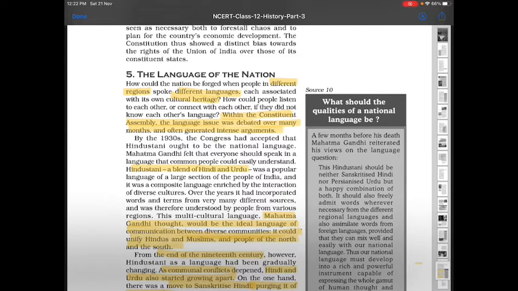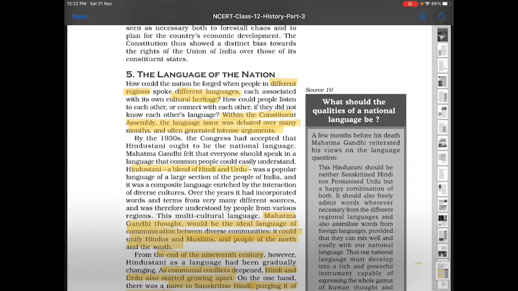Because of this, there was a huge debate inside the Constituent Assembly about which language should be the language of the nation. It was very difficult for the members of the Constituent Assembly to choose a particular language because of the varied nature of our country, because we have different languages, different people, different cultures, different traditions, and because of this it was very hard for the members to choose a language.